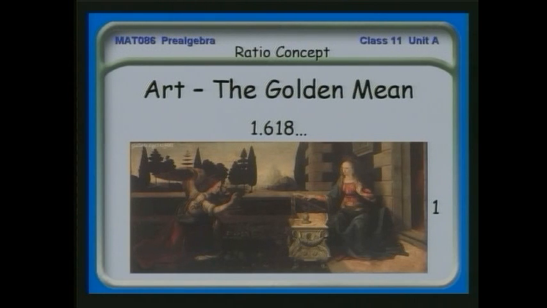Ratios also occur in art. It turns out there's a ratio called the golden mean, which they find is very aesthetic. You find this ratio in architecture and in art. It's 1.618 to 1. If we look at how this picture is framed, we see that the principal characters are included in a box having that ratio.